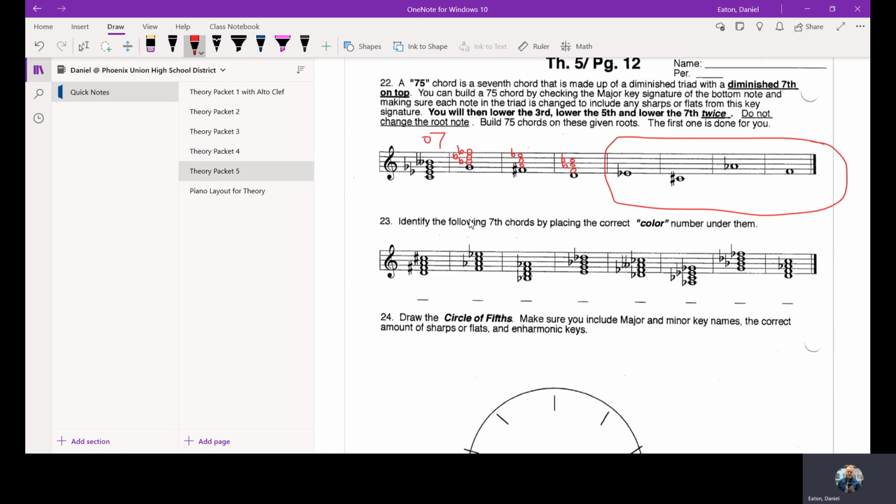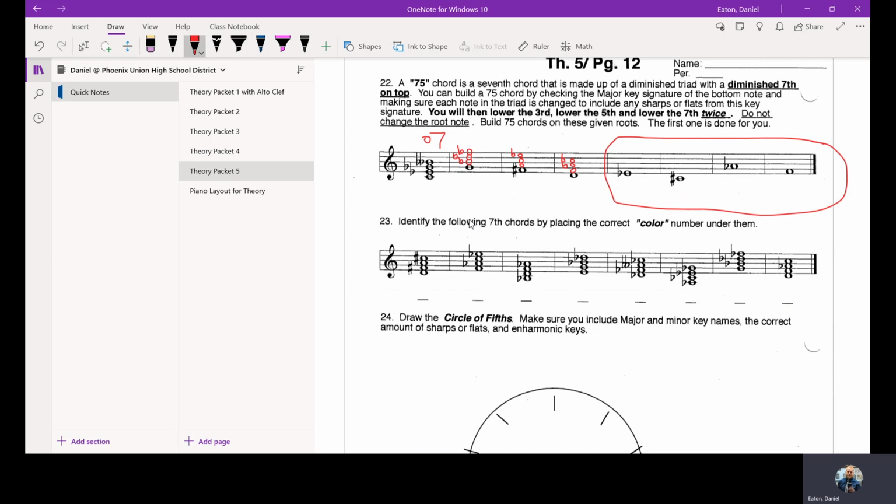I highly encourage you to write this down somewhere so you have a quick reference to what each one of the chords is. Okay, 7-1 is a major minor seventh chord. 7-2 is a minor minor seventh chord. 7-3 is a half diminished seventh chord. 7-4 is a major major seventh chord, and 7-5 is a fully diminished seventh chord.